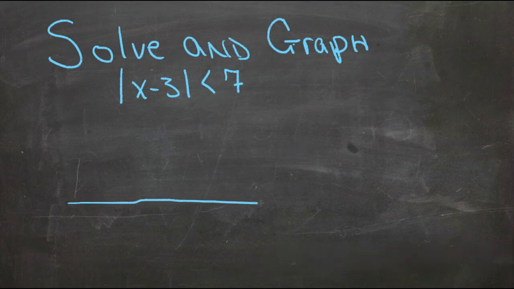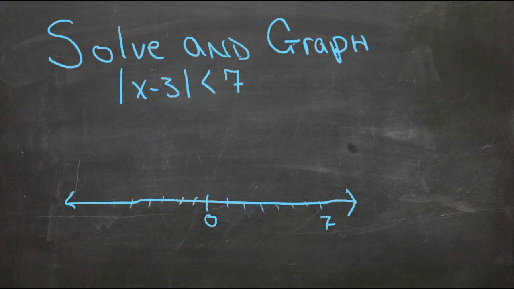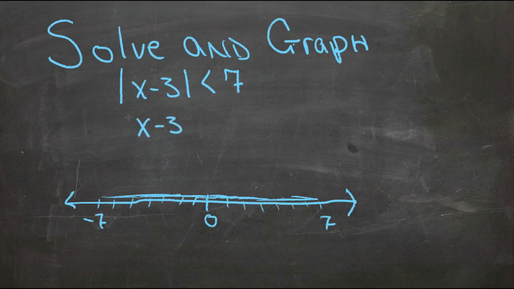So if we were to just really quickly sketch a line here, and we had 0 in the middle, and then some numbers, and 7 here, and some more numbers, and negative 7 here, x is going to be all these numbers in between, right? It can be up to negative 7 going negative and up to positive 7 going positive, but it can't be outside of those two ranges. So what we have is x minus 3 is greater than negative 7, because it has to be less negative than negative 7, or less than positive 7.